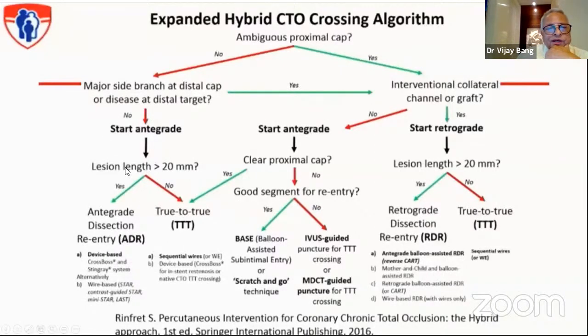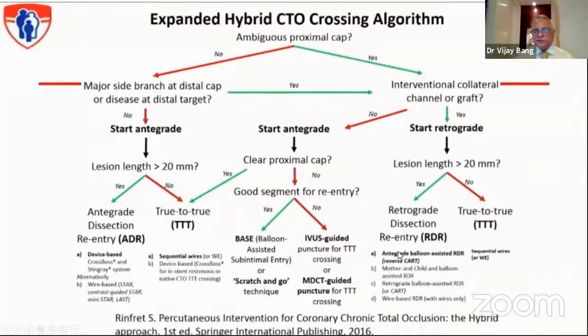If there is a major side branch at the distal cap and disease at the target, then we have to look for collaterals, either a channel collateral or a collateral of the graft. If they are suitable, then we can consider primary retrograde, straight away retrograde, without attempting the antegrade. If the lesion length is less than 20, then true to true entry, and then wire externalization from the recipient artery.